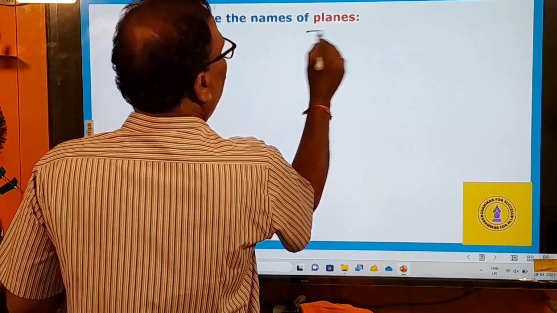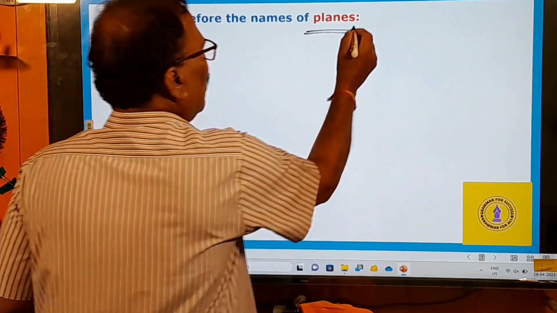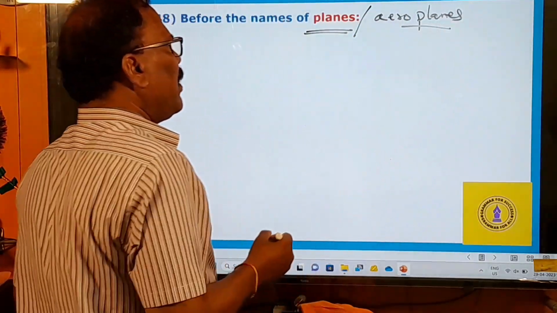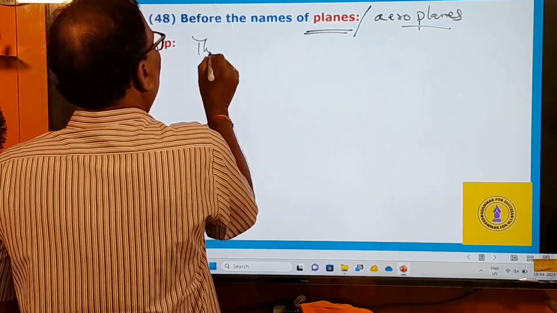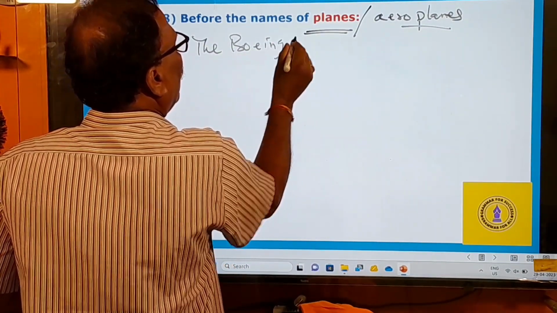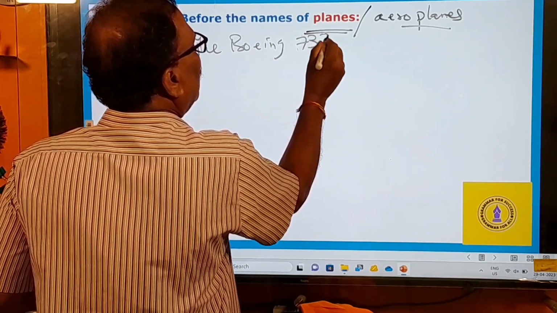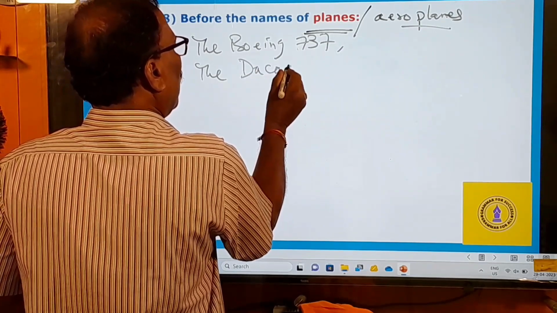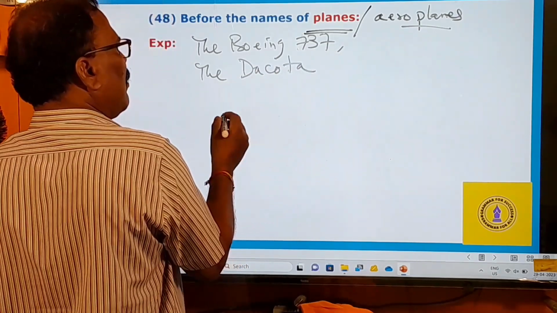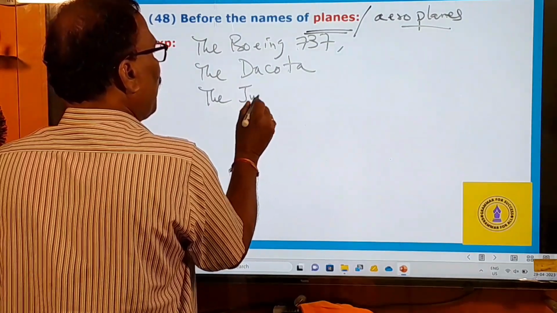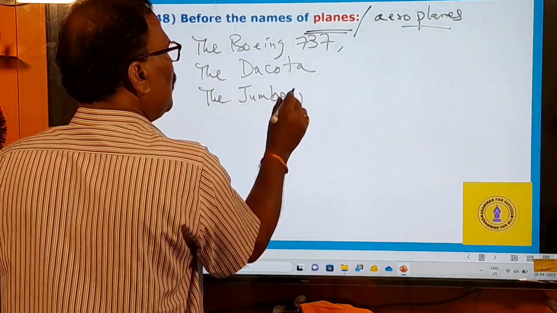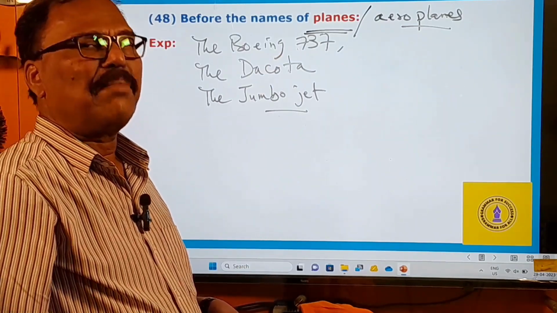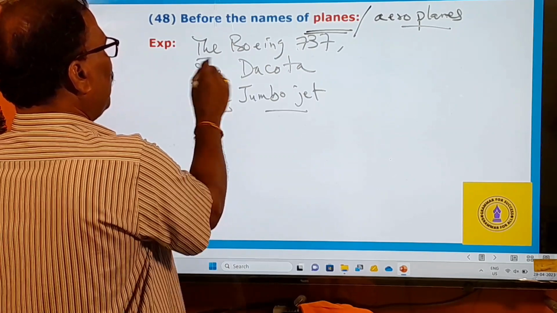48th one, planes. Planes, in other words, you can say aeroplanes. Aeroplanes, everybody knows. And here, what is that? The Boeing 737, and what is that? The Dakota. It's the name of an aeroplane. Okay, the jumbo jet. There are so many names given to the planes. Before all of them, we must use the definite article.